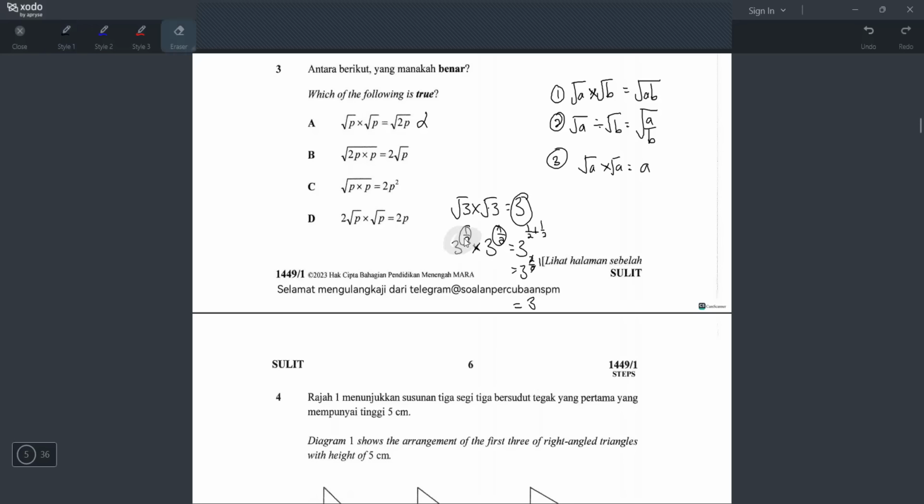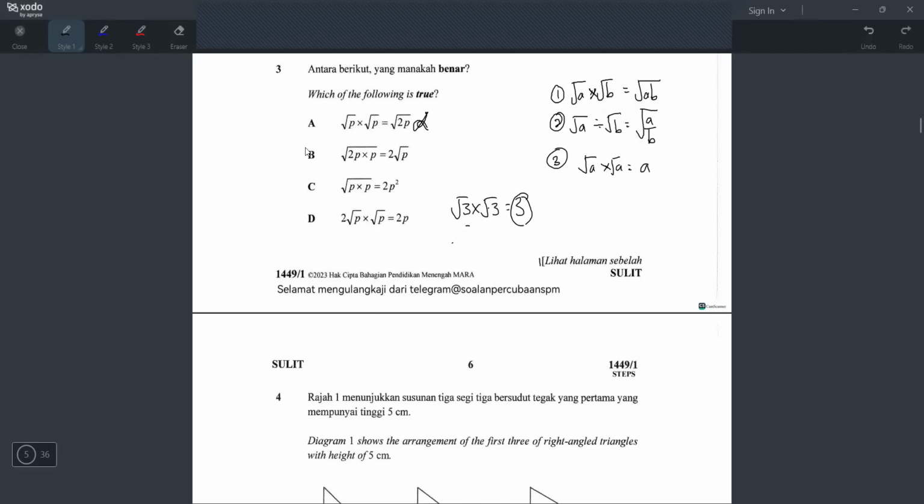But we don't have to do all this, right? We just have to remember, if you have two same numbers with square root, and then you multiply them together, the square root will disappear. So for example, square root A times square root A will be A. That is why this is false, because square root P times square root P, the correct answer should be P. But they write 2P here, so definitely this is wrong.